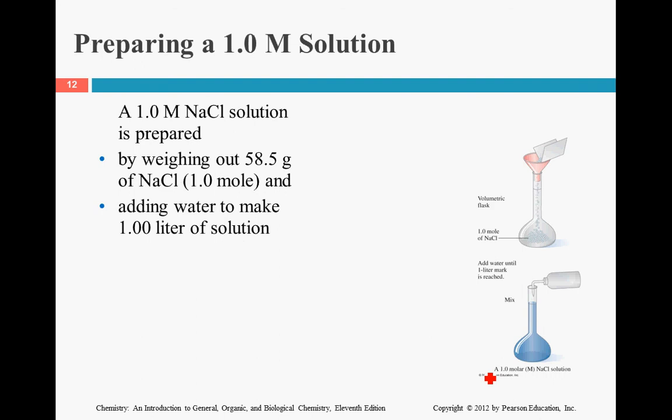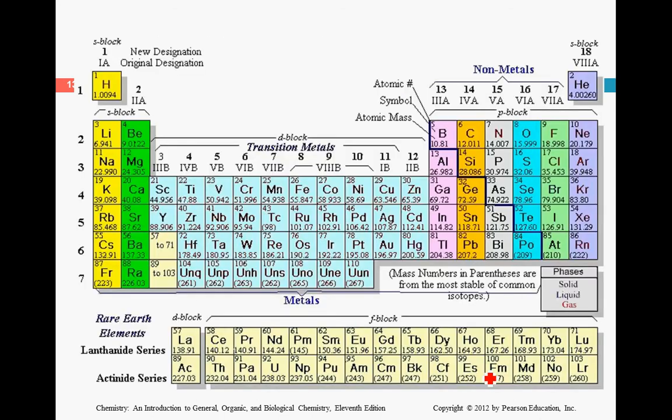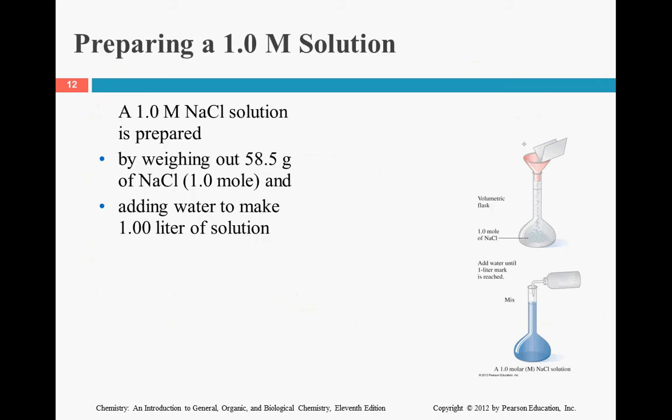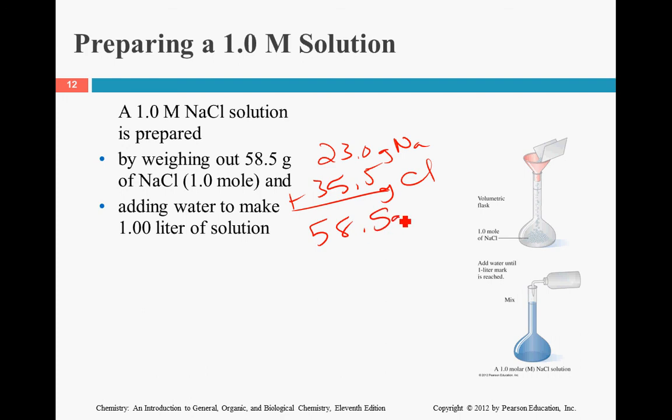So let's take a closer look at this particular example. If we look at the periodic table, we're looking at NaOH. Here's Na. I'm sorry, we're looking at NaCl. And here's Cl. We have 23.0 grams for the sodium, and the chlorine is 35.5. So that comes out to be 58.5 grams per mole, which means if we want 1 mole of the NaCl, we need to weigh out 58.5 grams. And then you just add enough water, 1 liter of water, till you get to that mark and mix it up.